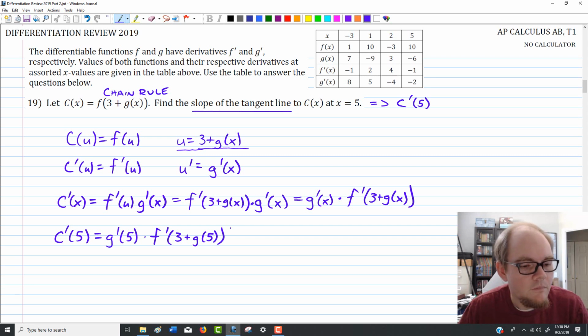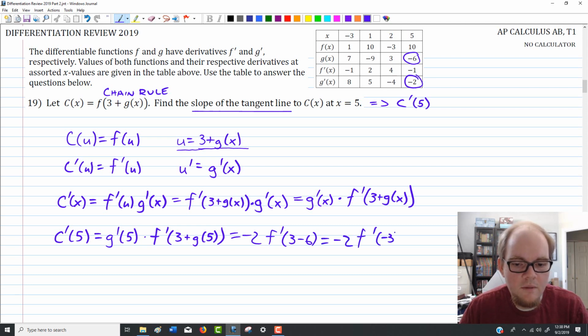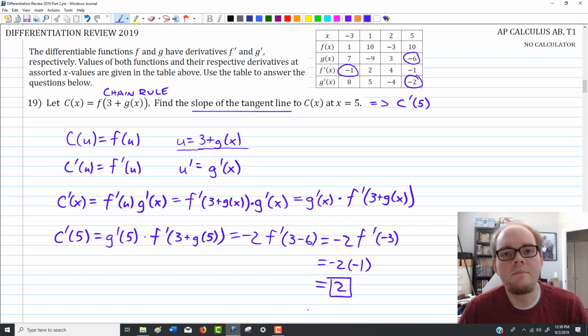Go figure. So as far as values here, g prime of 5, going up to my table, is negative 2. G of 5 is negative 6. So we're going to have negative 2 f prime of 3 minus 6. That's equal to negative 2 f prime of negative 3. Oh, look at that. We have that in the table. Negative 2 f prime of negative 3 is negative 1. Which means after all that, our slope is 2.